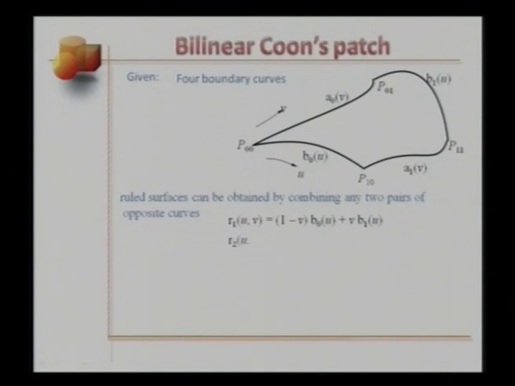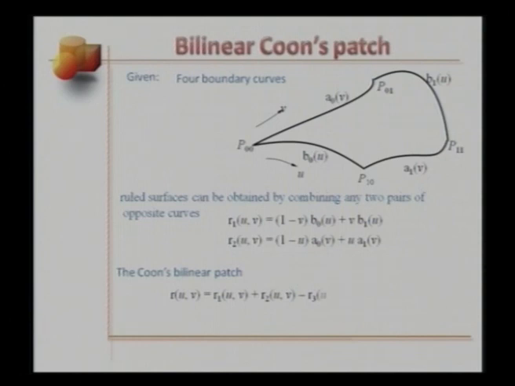Likewise, we can have another ruled patch, R2 of u v equals (1 minus u) times a0 of v plus u times a1 of v. Once again, we have a ruled patch by combining these two opposite curves. The Coons bilinear patch can be obtained by adding R1 and R2. R of u v equals R1 of u v plus R2 of u v.